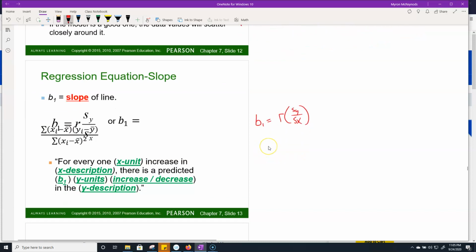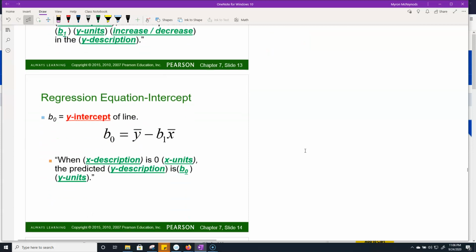The B1 is equal to that. And it means that for every X unit increase, every time X increases, there is a predicted jump in Y by this amount right here, by the slope. Remember, slope is like rate of change. It goes up by this much for every 1 unit of the X. Y goes up this much. So this is how much Y goes up as compared to X, and it's like a slope, right? Remember rise over run? So that's how that works.